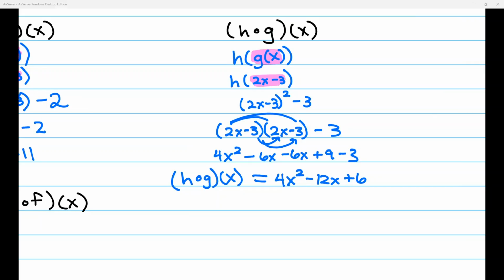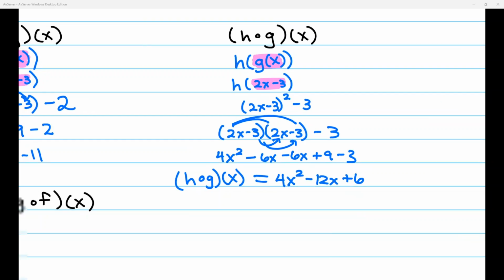This is a composition of functions. This is us putting the two functions together. Very, very important for you to know that h after g of x is not the same thing as g after h of x. If you switch these around, you will get a different formula to pop out over here, okay? So just because you found one doesn't mean you found both, all right?